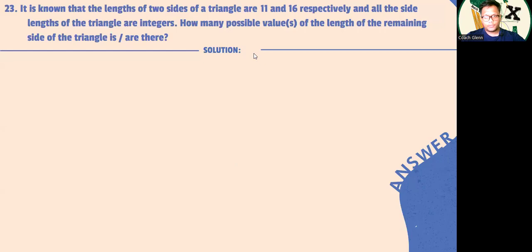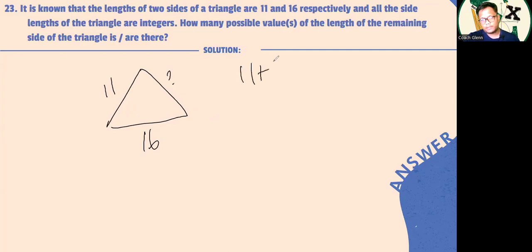It is known that the lengths of two sides of a triangle are 11 and 16 respectively, and all the side lengths of the triangle are integers. How many possible values of the length of the remaining side are there? Okay, so we have a triangle. So this one is 11, and then this one is 16, and then we don't know this one. Okay, so there's a trivia here. So the third side, the largest possible is just the sum of the two.